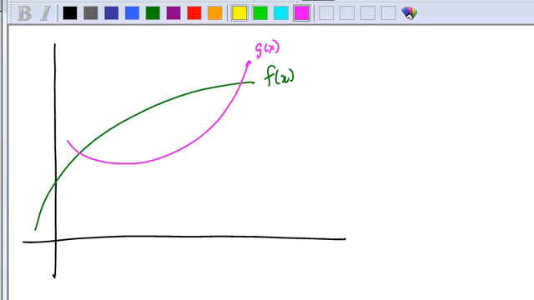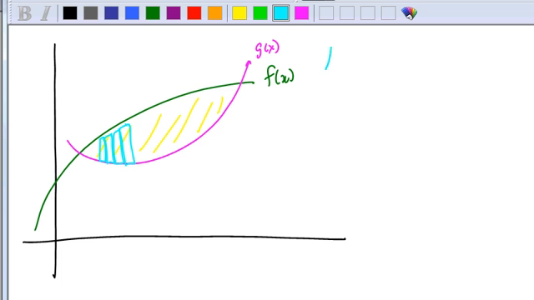Let's look again at what it means to find the area between the two curves. So the area between the two curves is this yellow shaded area. And I'm going to go back to basics again. To calculate the area of this, I am going to make a whole bunch of rectangles, and I'm going to add them all up.